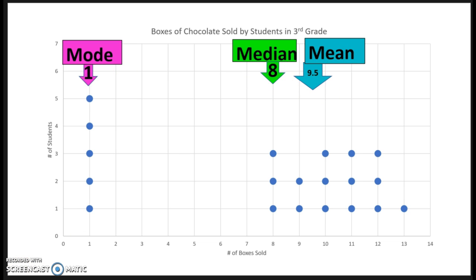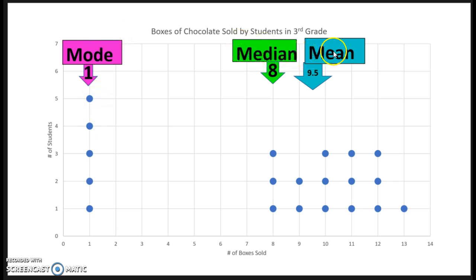Now I'll help you to understand what the typical value should be. So if I said what's the typical value here? If we look at the mode of 1, only 5 data points are represented here. There are still 15 data points all the way over here. So I wouldn't say that it was typical that a student only sold 1 box. So for this example, I would not select the mode.